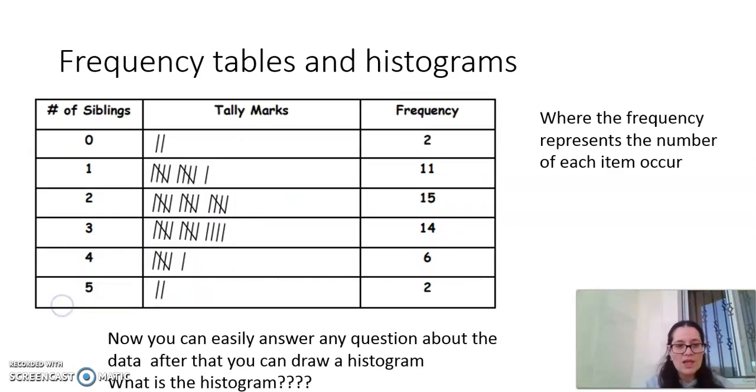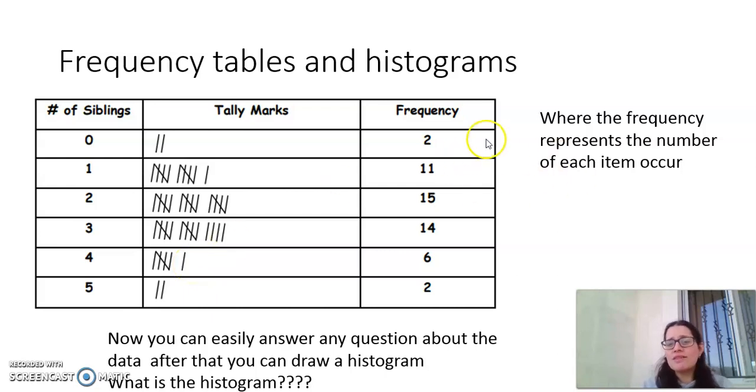Actually, we found that 0 spellings, 2 students; 1 spelling, 11 students. You know that this procedure is the tally chart. Do you remember the tally chart? We learned about it in a previous session. 2 spellings, 15; 3 spellings, 14; 4 spellings, 6; and 5 spellings, only 2 students.